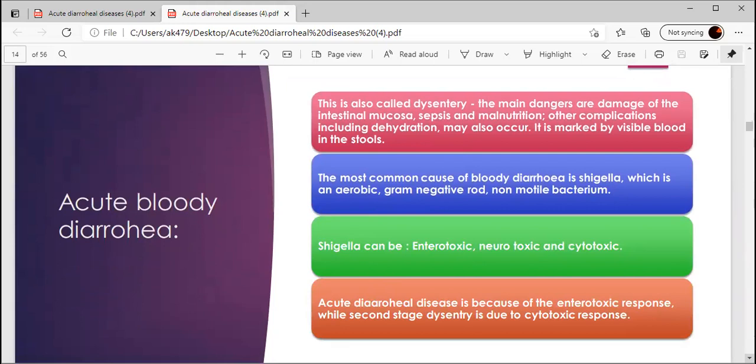Acute bloody diarrhea. This is also called dysentery. The main dangers are damage of the intestinal mucosa, sepsis, and malnutrition. Other complications include dehydration. It is marked by visible blood loss in the stool.